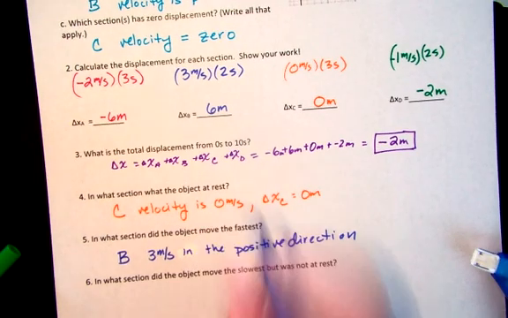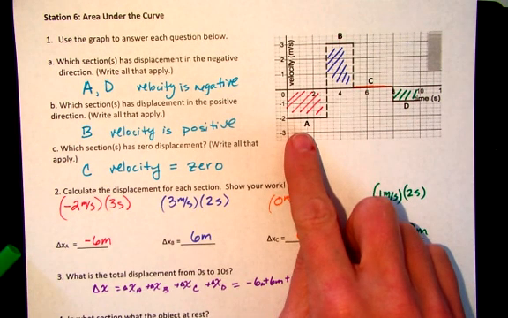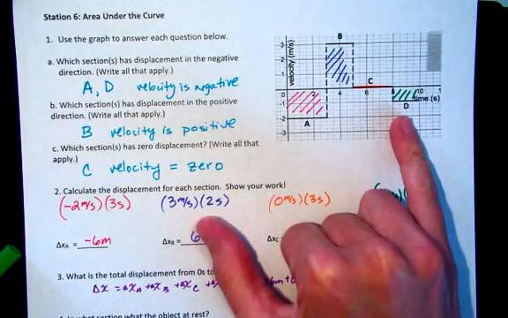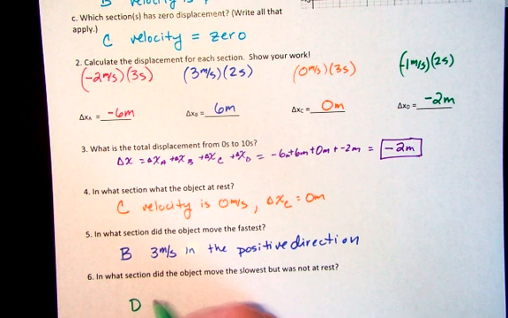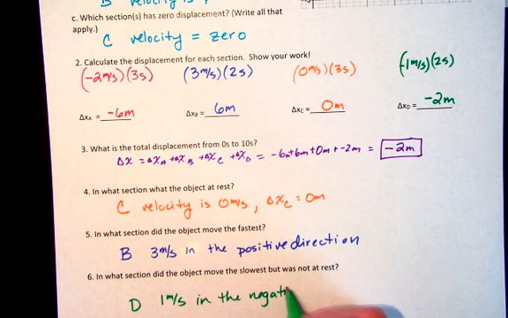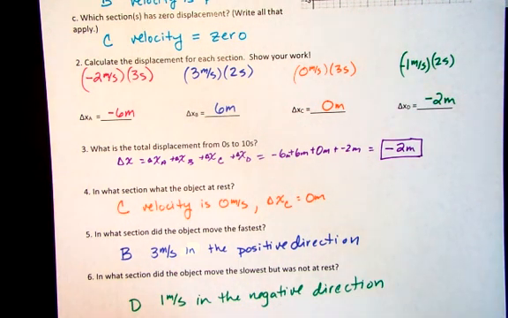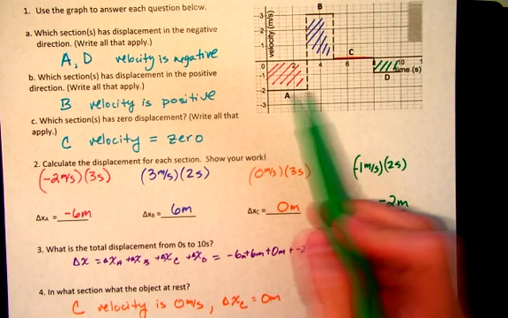And then for the last one, in what section did the object move the slowest but was not at rest? Okay, now some people might want to put -2, but it's talking about the slowest, not about the direction. So really, -1 is the slowest because that means D is going 1 meter per second in the negative direction. And 1 meter per second is slower than 2 meters per second in the negative direction. So section A, the motion is actually faster in comparison.